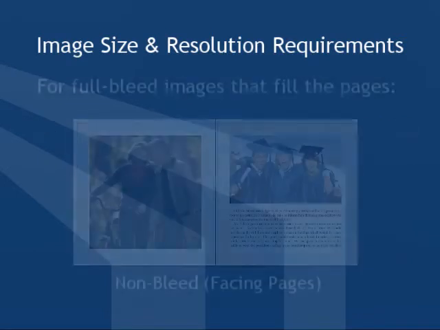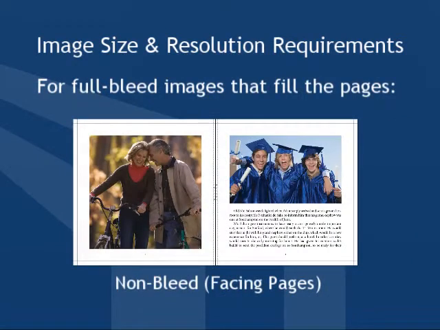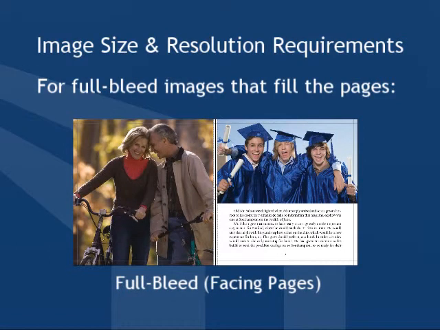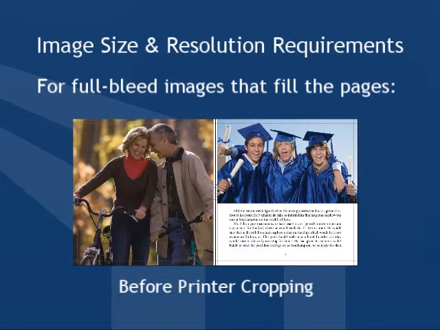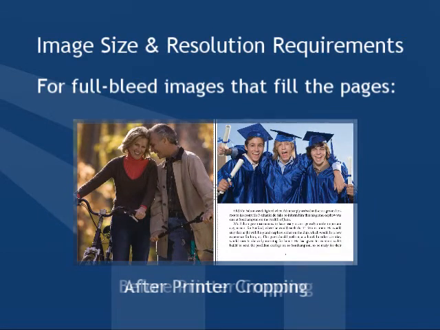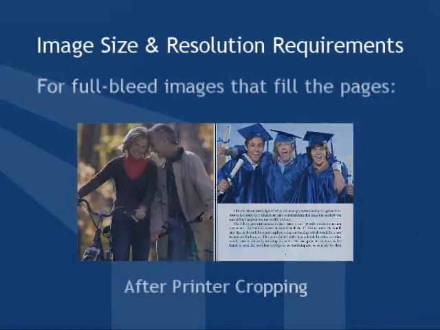If you're publishing a color book and would like your interior images to be full bleed, or extend to the edges of the page, add a 1/4 inch of bleed space to the top, bottom, and outside edge of the page to get your final minimum image size. Keep in mind that this outside 1/4 inch of your image will be cropped off at the printer. Unfortunately, we cannot do full bleed images in our black and white books.